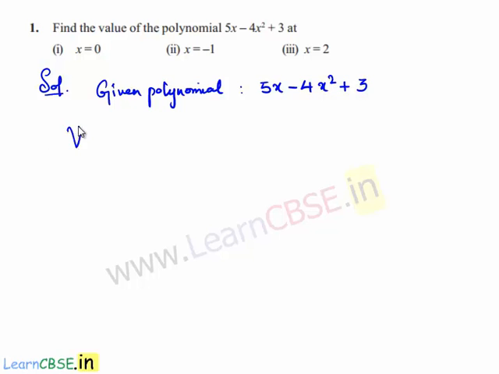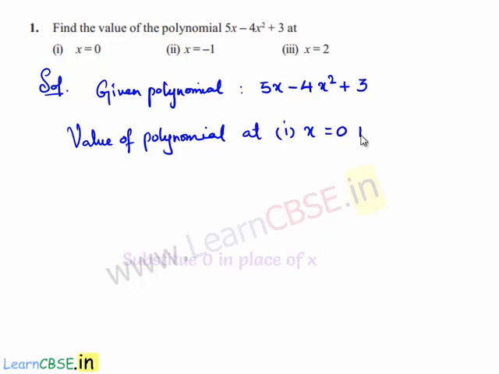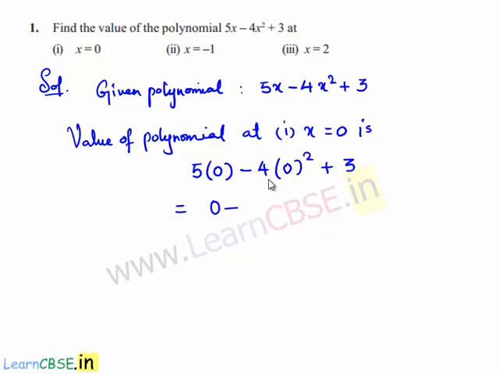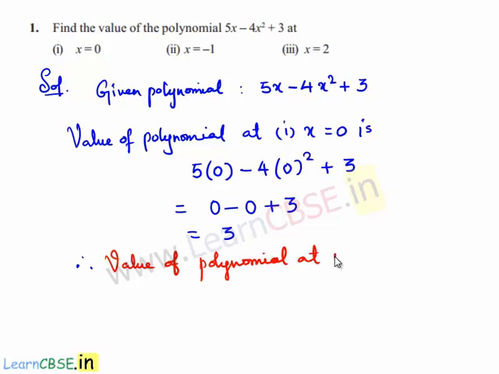So the value of the polynomial at x is equal to 0 is 5 times of 0 minus 4 times of 0 square plus 3, which is equal to 0 minus, this is also 0 plus 3, which is equal to 3. Therefore, value of the polynomial at x is equal to 0 is 3.